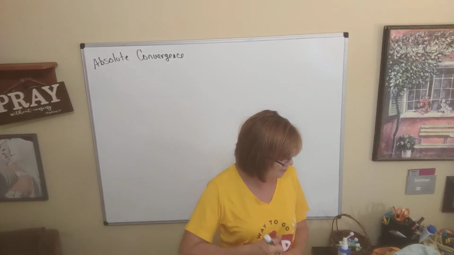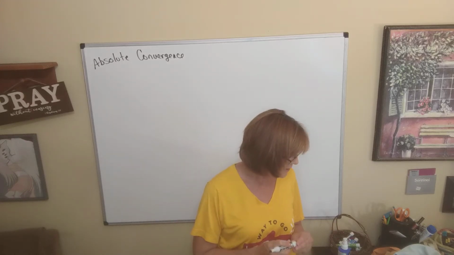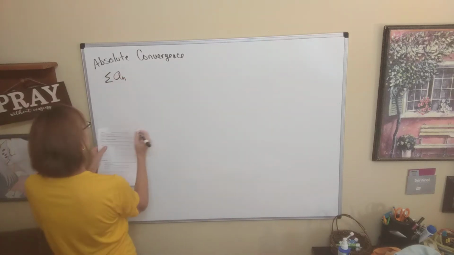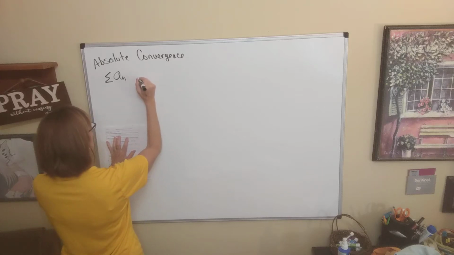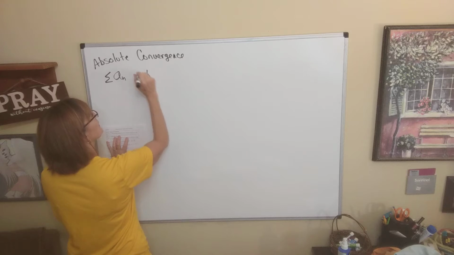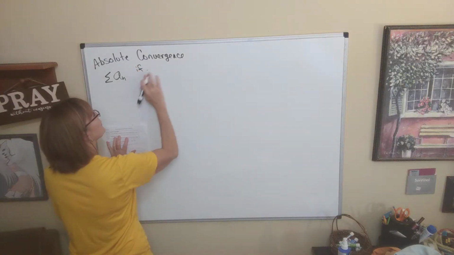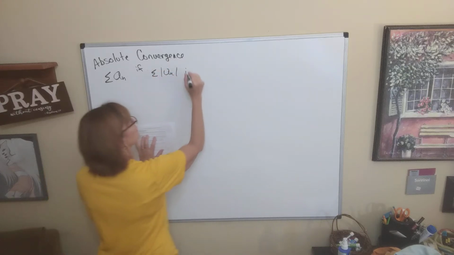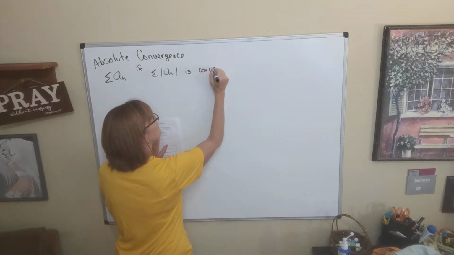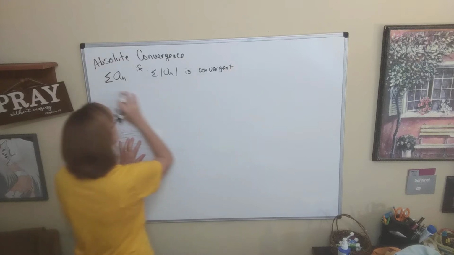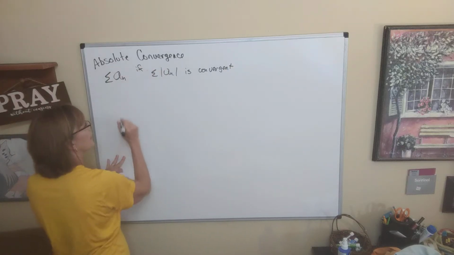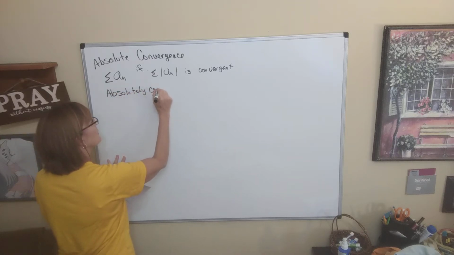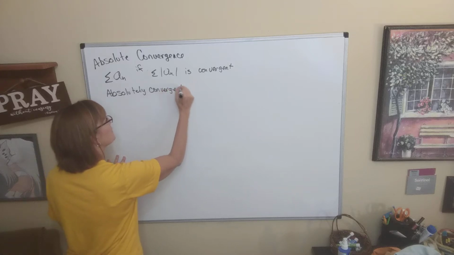And it's just a definition. The definition for absolute convergence is that if you've got some series a sub n such that if you can show that the sum of the absolute value of the terms of a sub n is convergent, then this series is called absolutely convergent, okay? That's its name by definition.